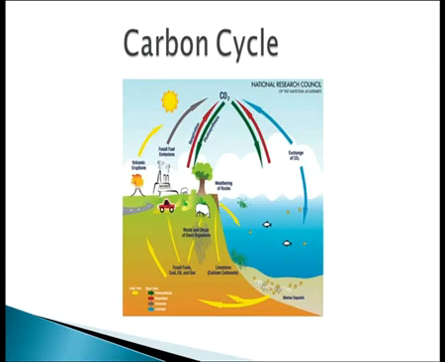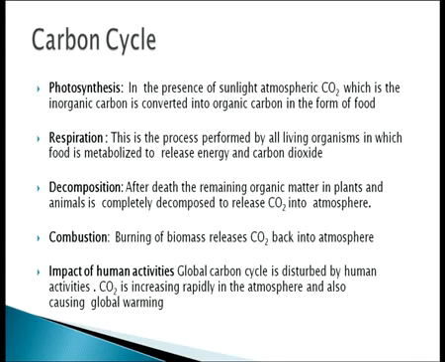This is a figure showing the carbon cycle. The main step of the carbon cycle is photosynthesis. In the presence of sunlight, the atmospheric carbon dioxide, which is inorganic carbon, is converted into organic carbon in the form of food. This food, which is produced by the autotrophs, is transformed into the living organisms' biomass and is utilized and metabolized by them to release energy and carbon dioxide.